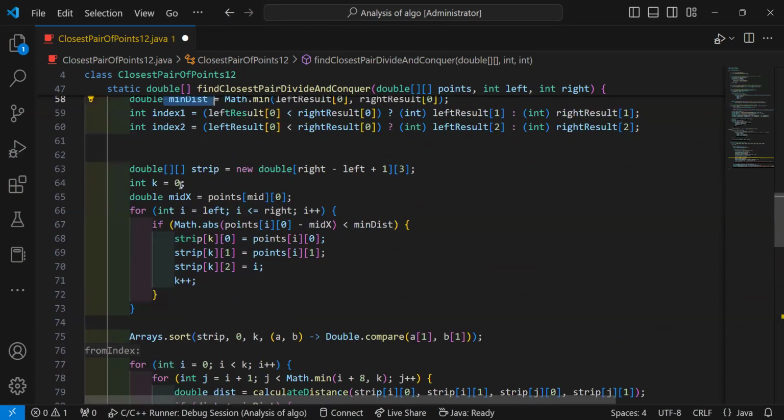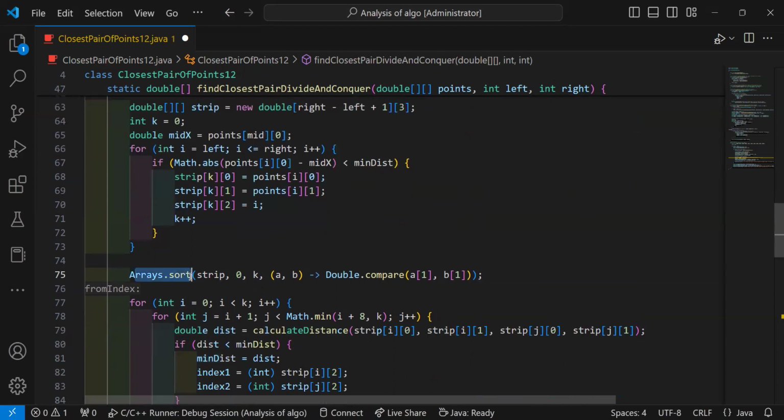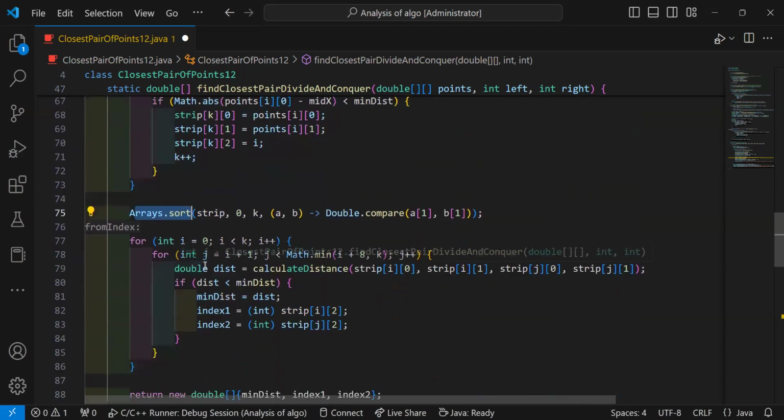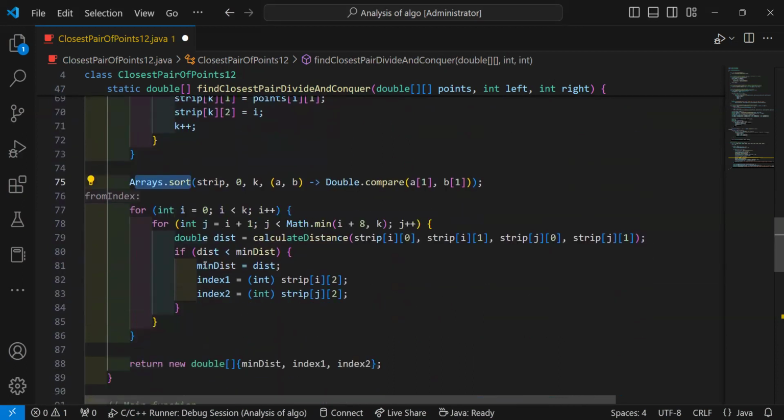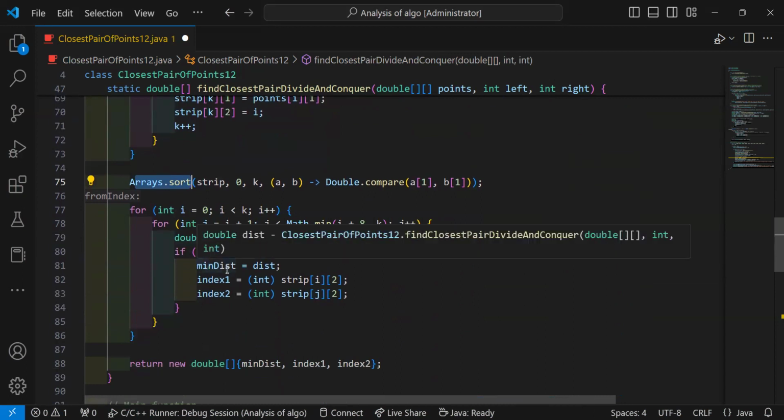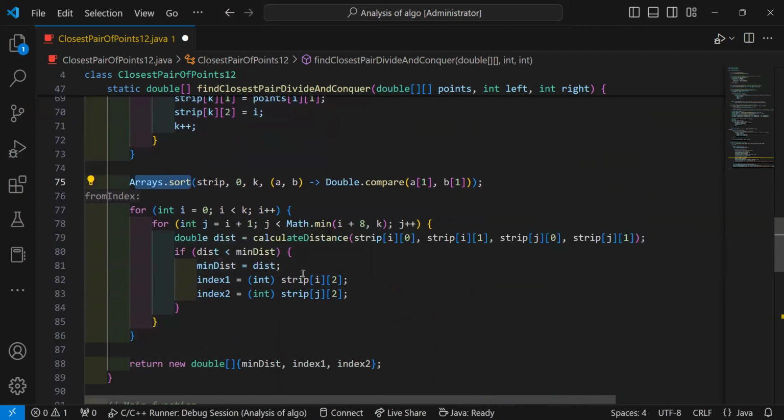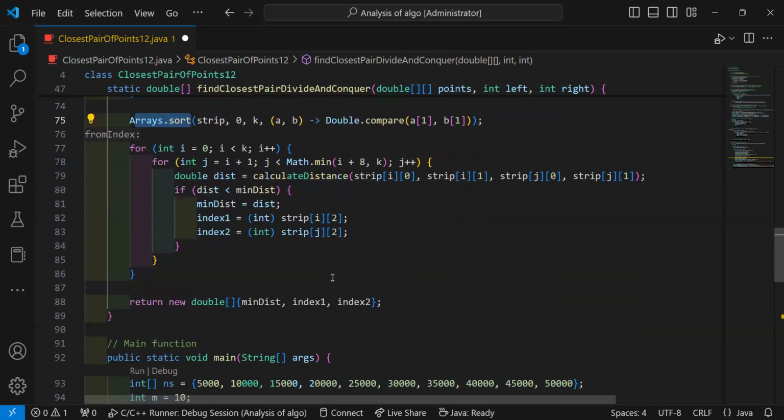For strip creation, it creates a strip containing the points that are within the minimum distance of the vertical line passing through the midpoint. For sorting that strip, I used the Arrays.sort function. Now for comparing points in the strip, it iterates through the points in the strip and compares each point with up to 7 subsequent points to find the pair with the smallest distance, and returns the results: the minimum distance, index 1 and index 2.